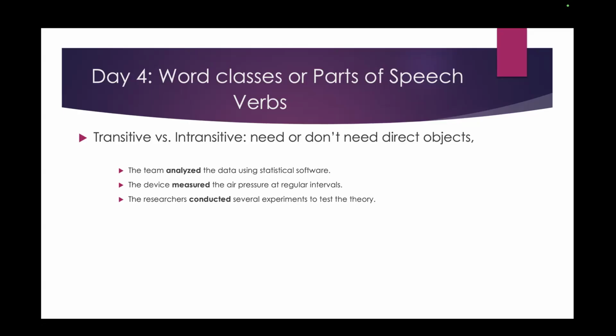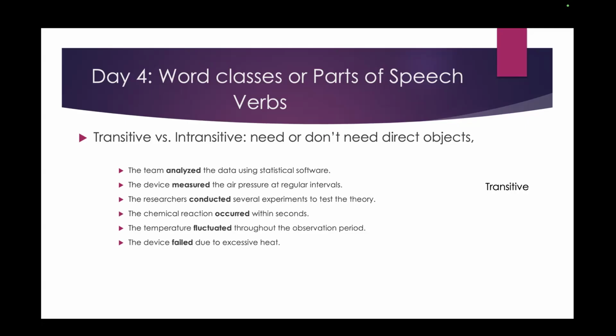Another example of a transitive verb is: the device measured the air pressure at regular intervals. So again, the verb is measured and the object is the air pressure. And another example: the researchers conducted several experiments to test the theory. So several experiments is the direct object that comes just after the verb. So these are examples of transitive verbs.